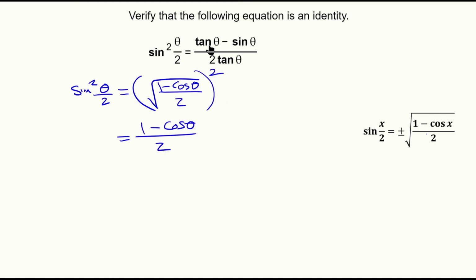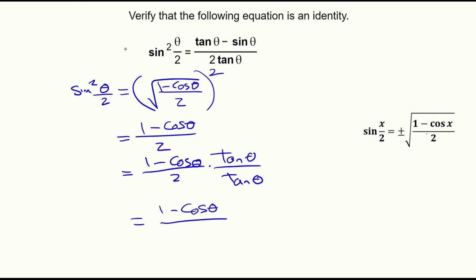Now, we have the right form. Notice we need a difference and just one item on the bottom, and it looks like the only thing missing is a tangent down here. So let's go ahead and multiply top and bottom by a tangent and see what happens. So we end up with 1 minus cosine theta over 2 times tangent theta over tangent theta. We can, of course, multiply the tangent in. So let's bring it in like this, and let's put the other one next to this one.